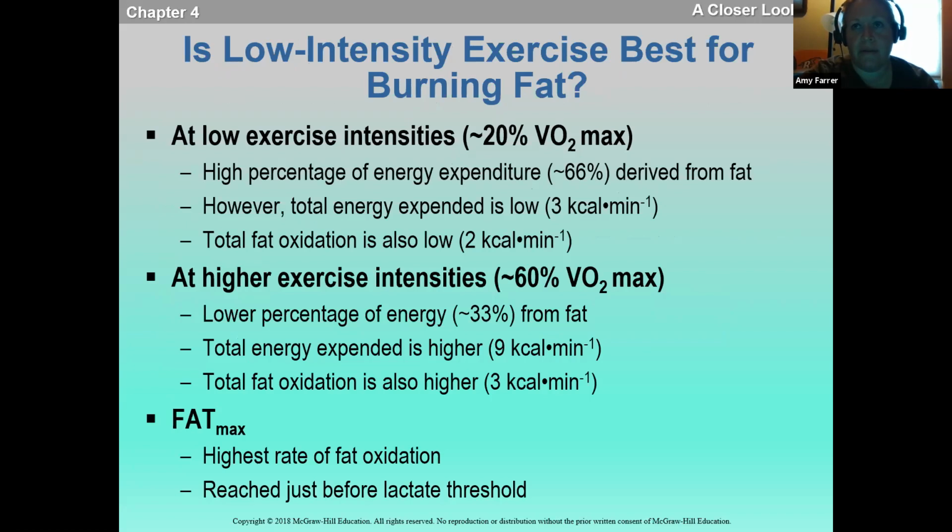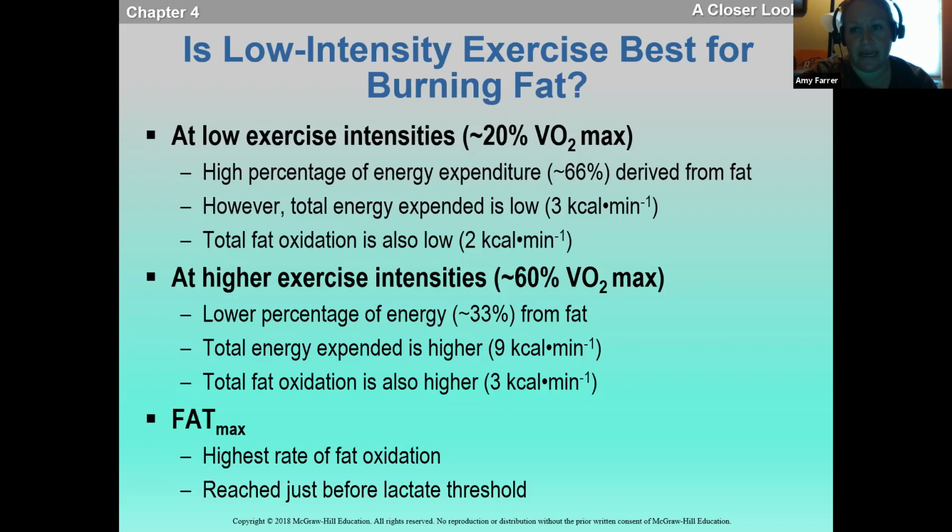So let's talk about workload. If we want to burn fat, yes, lower exercise intensity burns more fat. But, this is the big but, the total energy expenditure is low, so our fat oxidation will be low as well. In high intensity exercise, greater than around 60% VO2 max, we only have a third coming from fat and 66% coming from carbs, but our total energy expenditure is higher. So our fat oxidation will also be higher.